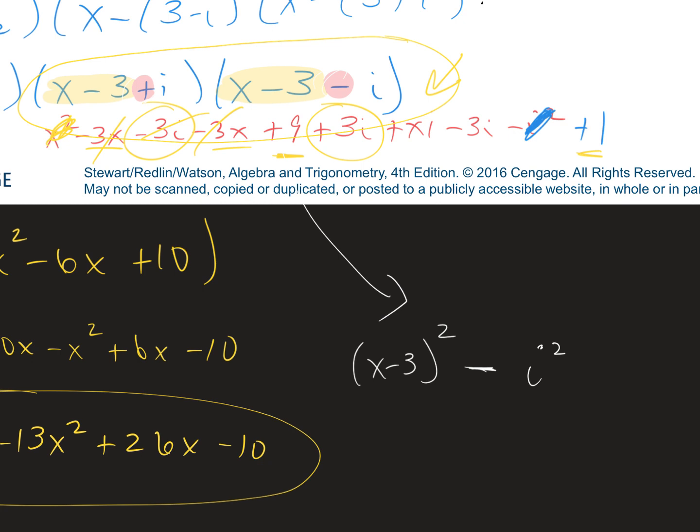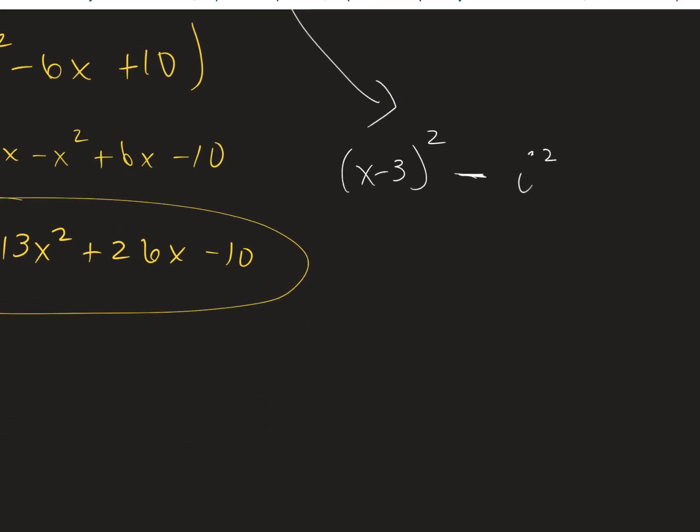All that is, x minus 3 plus i, x minus 3 minus i, is the difference of perfect squares. Like if you had x plus 3, x minus 3. If you had x plus 7, x minus 7. It's just the difference of perfect squares. Every single time this will work out, guys.